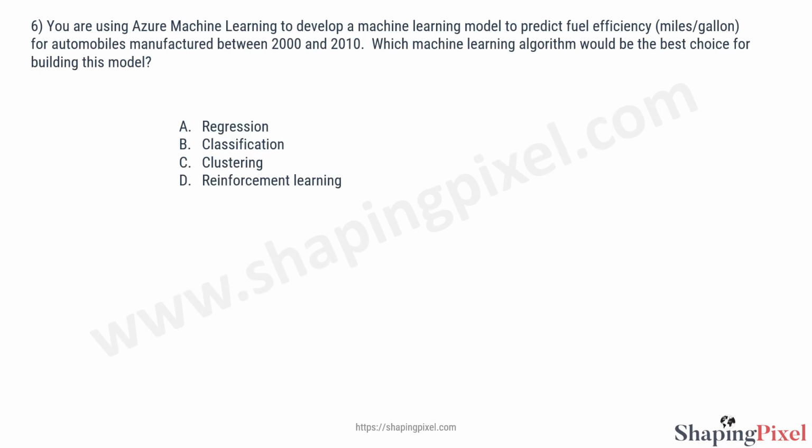Question number 6. You are using Azure Machine Learning to develop a machine learning model to predict fuel efficiency for automobiles manufactured between 2000 and 2010. Which machine learning algorithm would be the best choice for building this model? And we have four options: regression, classification, clustering, reinforcement learning. So the right answer here is option A, regression.